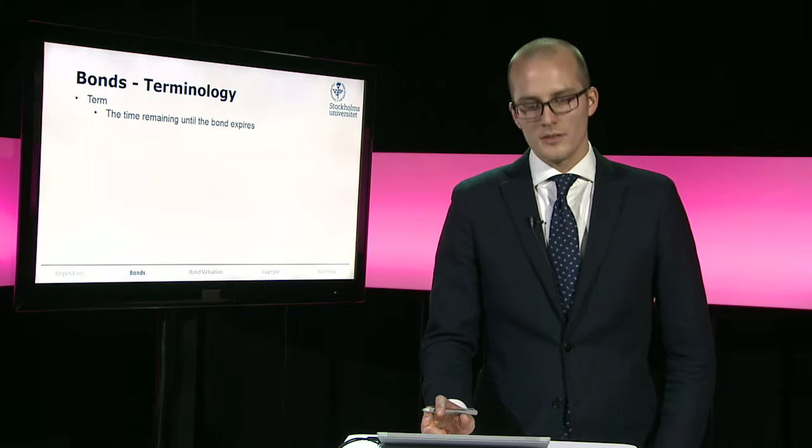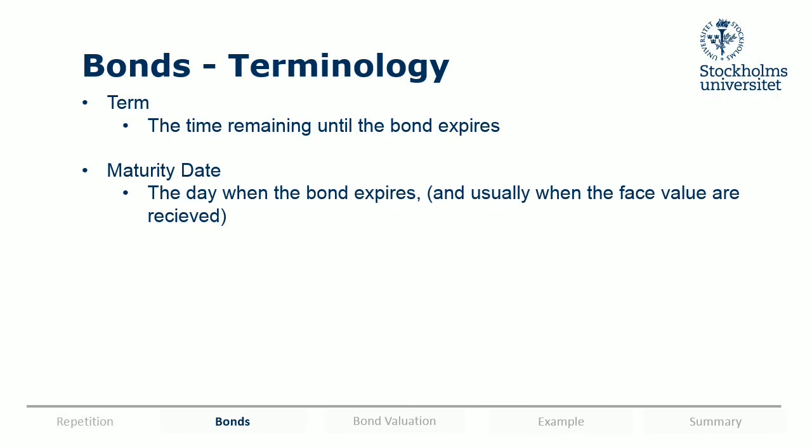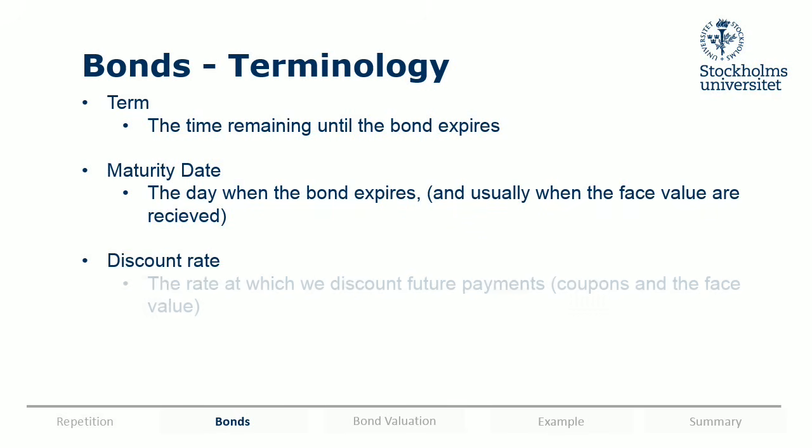The term of the bond is the time remaining until the bond expires. The maturity date is the day or the date when the bond matures or expires, and usually when the face value is paid to the investors. The discount rate is the rate at which we discount the future payments, just as before when we calculated net present values. We use a discount rate to discount the money till today.